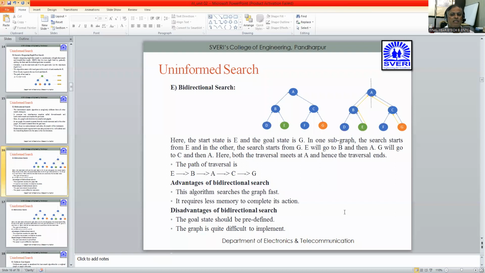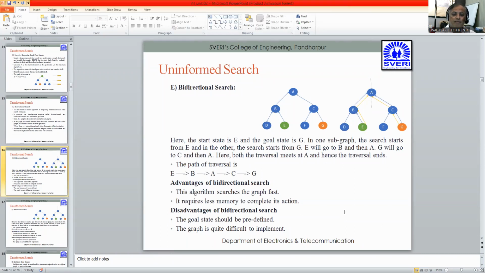Now what are the advantages of bidirectional search? This algorithm searches the graph faster, right, because both nodes are defined in the subgraphs and it terminates by meeting at one place, so it is fast. It requires less memory to complete this action. Obviously there is no level in this, so it will be faster, and it will use less memory.